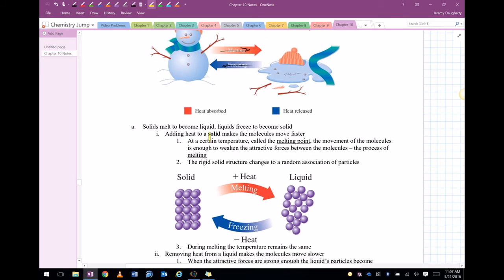When you add heat to a solid, it makes the molecules move faster, and that action of making the molecules move faster is what weakens the force of attraction. Think about you and a friend that all of a sudden you both get busy doing different things and you don't hang out around each other as much as you typically do. You have this energy that's being put in, you're moving around a lot more, that force of attraction is no longer there. So when we reach the melting point, the movement of the molecules is enough so that it weakens the attractive force.